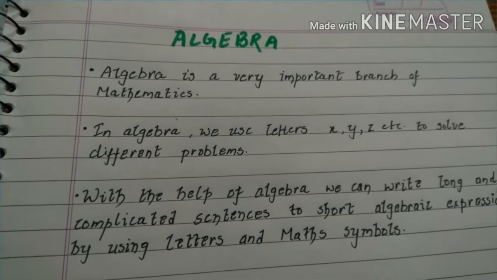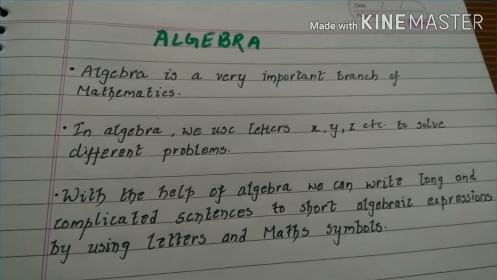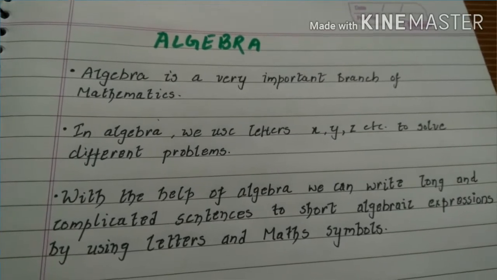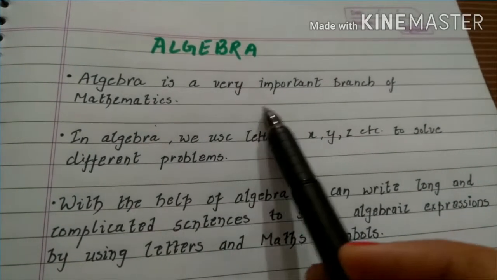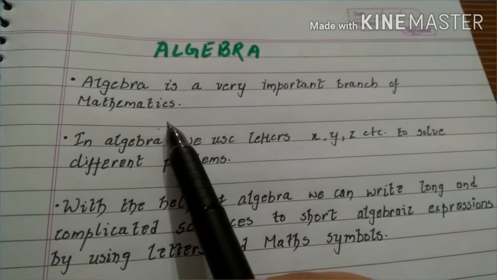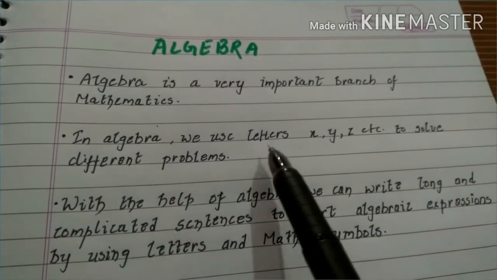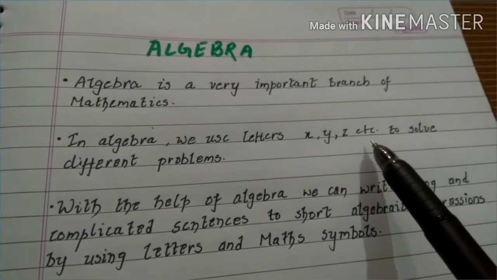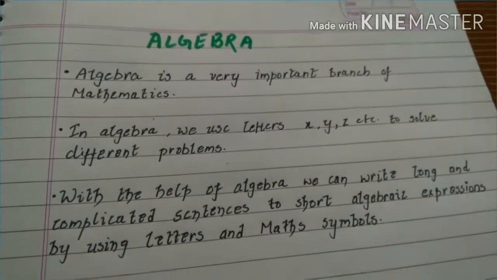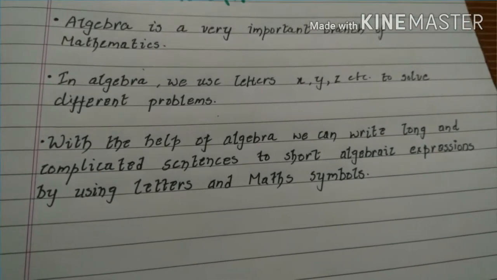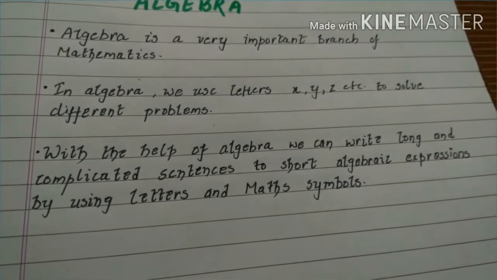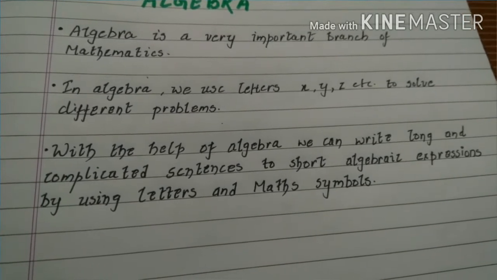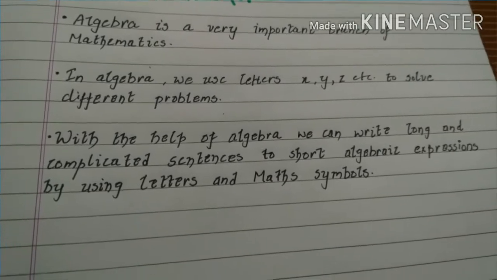So first let's start by understanding the definition of algebra. How can we explain algebra? It is a very important branch of mathematics. In algebra, we use letters like X, Y, Z, A, B, C and so on to solve different problems. And with the help of algebra, we can write long and complicated sentences as short algebraic expressions by using letters and some mathematical symbols.